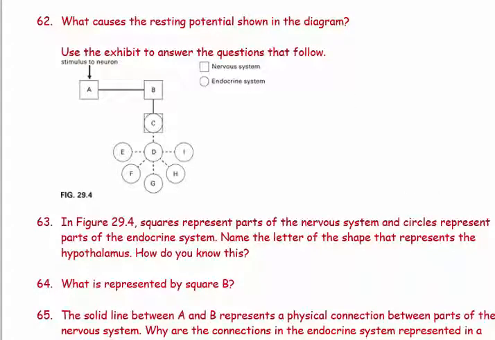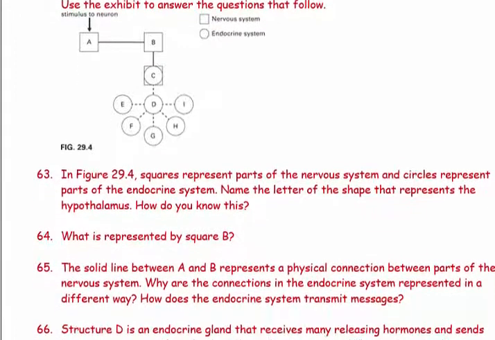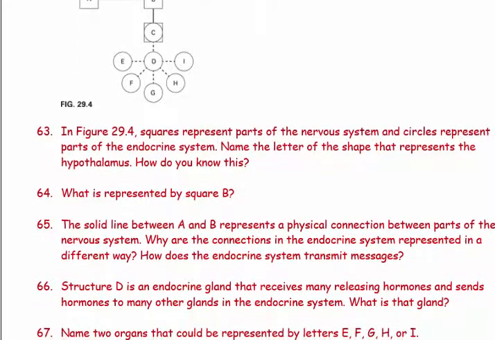Number 65. The solid line between A and B represents a physical connection between parts of the nervous system. Why are the connections in the endocrine system represented in a different way? How does the endocrine system transmit messages? Here we have solid lines because, as we explained, the nervous system is physically connected through actual nerves between different parts. While in the endocrine system, they release a hormone. This hormone circulates in the blood, and when it reaches a certain target organ, it acts on this target organ.